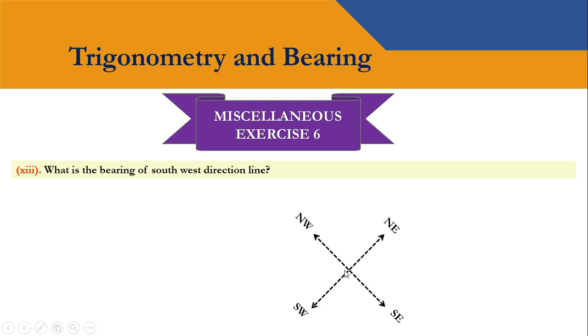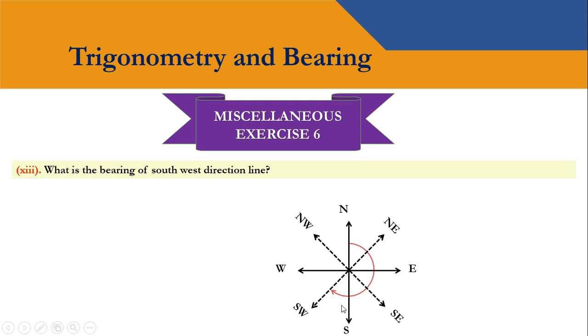This is the southwest direction line. These are the intercardinal directions, and these are the 4 cardinal directions. So now, as you know, the bearing starts from the north side in the clockwise direction. To find this angle, as we already know, the southwest is 45 degrees from the south side and 45 degrees from the west side.